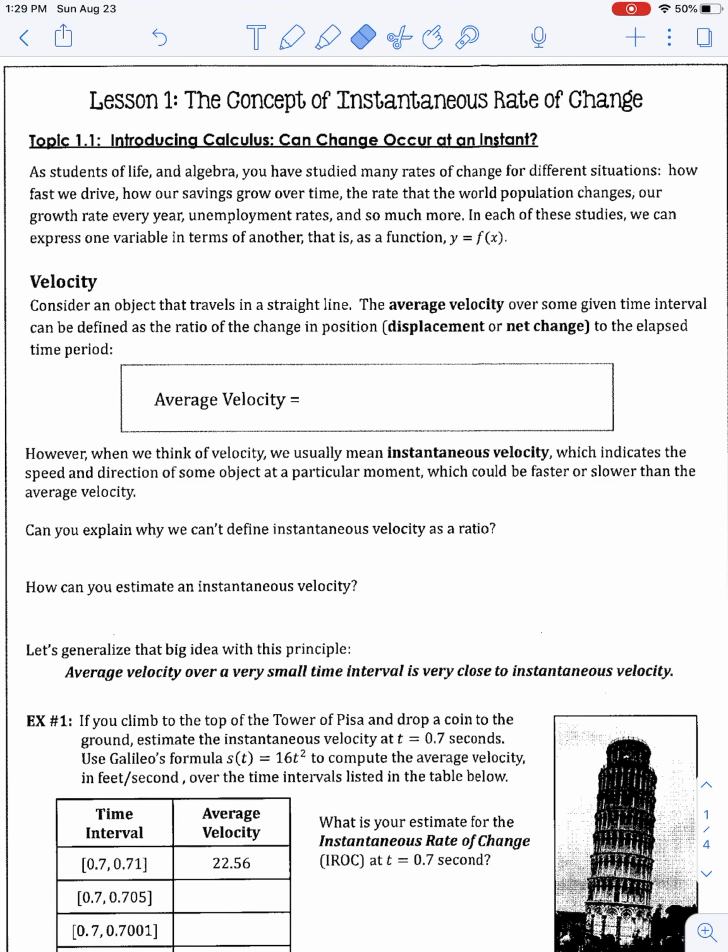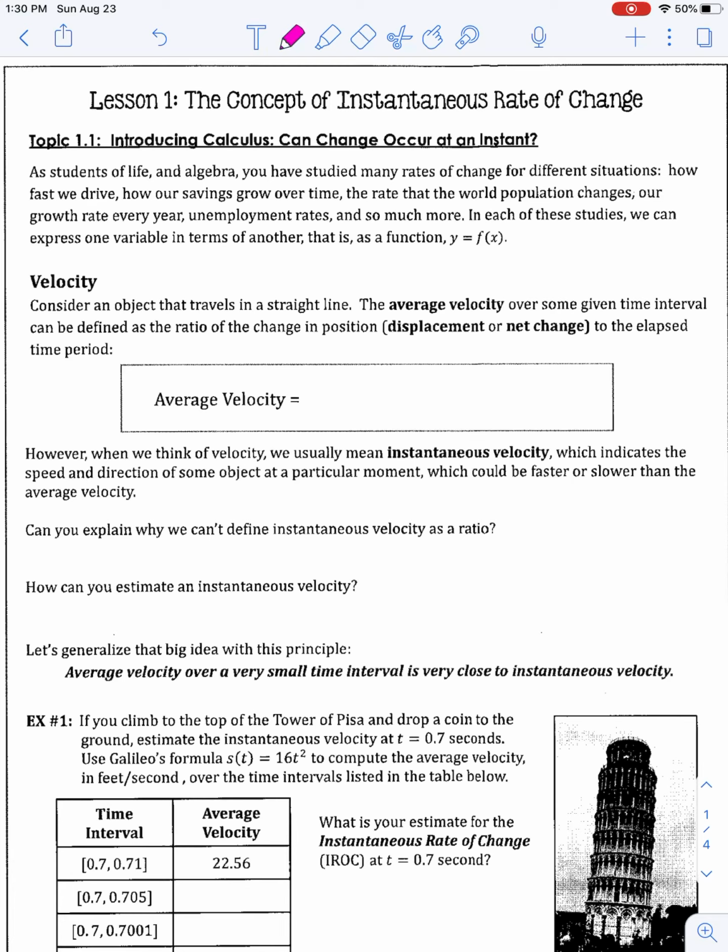So we're going to pick one of these concepts, which is velocity. And we're going to talk about the average velocity versus an instantaneous velocity. So consider an object that travels in a straight line. And the average velocity over some given time interval can be defined as the ratio of the change in position or displacement or net change to the elapsed time period.